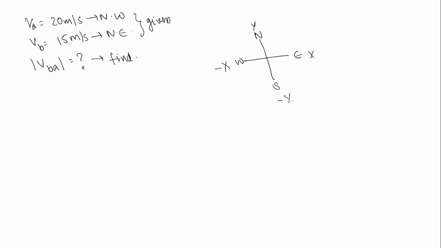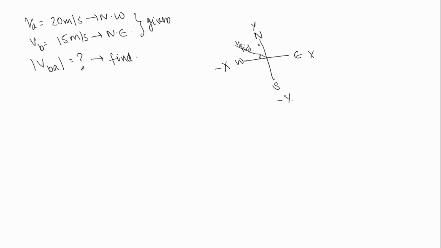So the velocity of particle A is 20 meter per second in the northwest direction. This is the northwest direction, and this is the velocity of particle A, equal to 20 meter per second. As it is exactly in the northwest direction, it makes 45 degrees with the x-axis. It also makes 45 degrees with the y-axis.